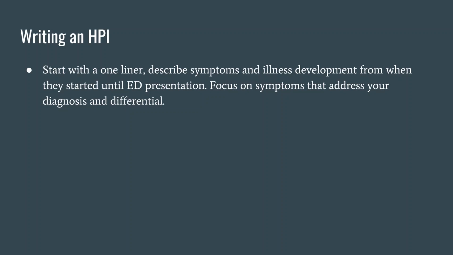And so in terms of after you've gathered all that information, you need to write the HPI and the history and physical. Typically start with a one-liner that summarizes and describes the patient, describes their symptoms and illness developments. So start with a one-liner and then get into describing the symptoms and illness from when it started until the presentation to the emergency department, and focus on symptoms that address your diagnosis and differential.